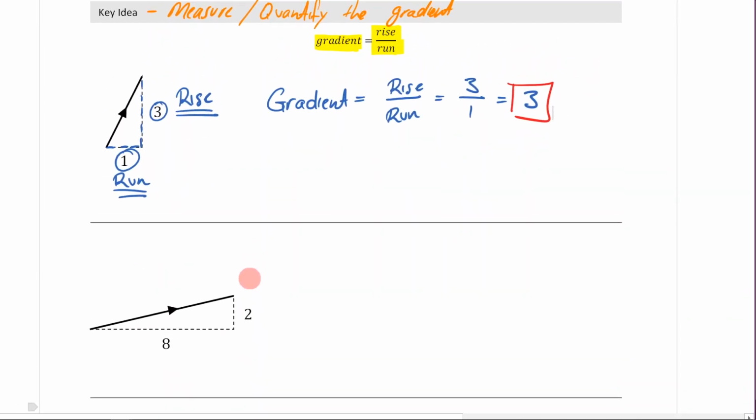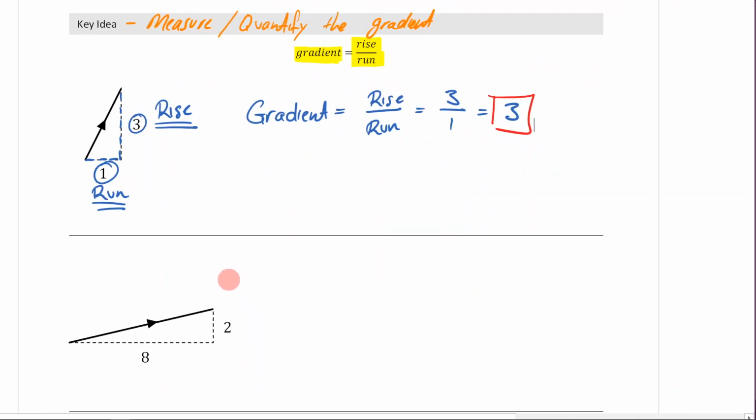Now, if we look at the next example, let's just take a guess before we look at it. It looks shallower than this one, right? So we would expect our number to be smaller than 3. And in fact, that is going to be the case. We remind ourselves that the formula for gradient is my rise over my run. Here, my rise, which is the vertical distance, is 2. My run is greater.